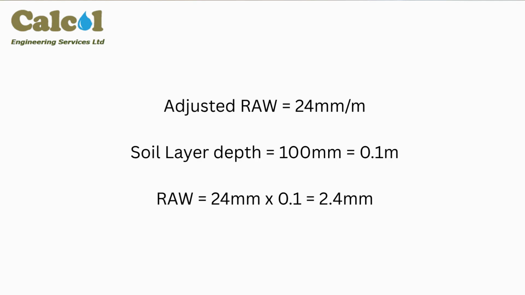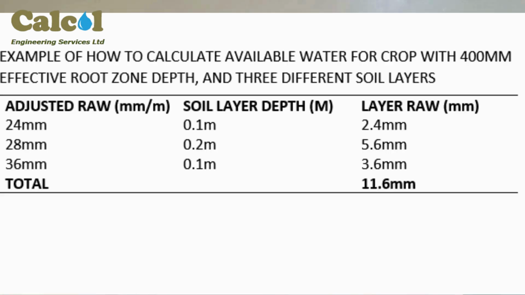the adjusted raw value. So finally, you will add the raw value for each soil layer to obtain the total for the root zone depth. For different soil layers, you'll continue doing that, and once you determine that, you sum them all together. That is what will give you the RAW, or the readily available water, of the soil.